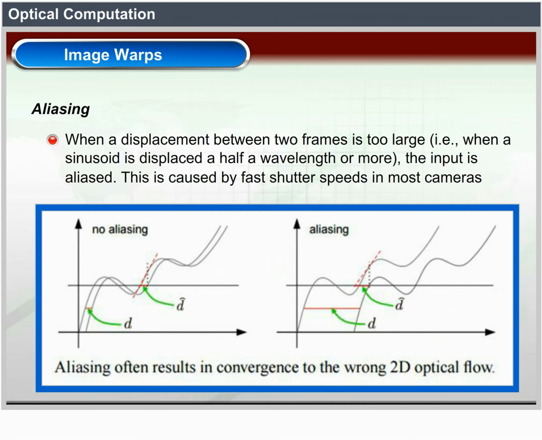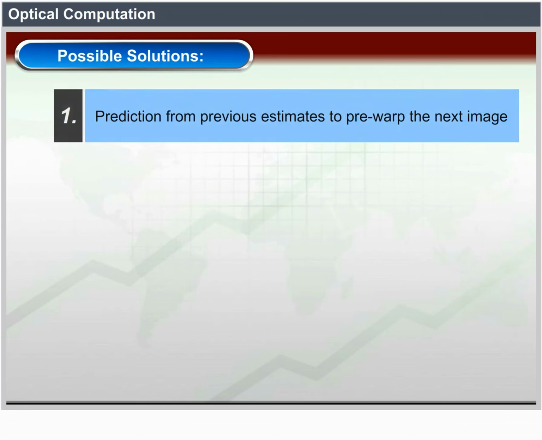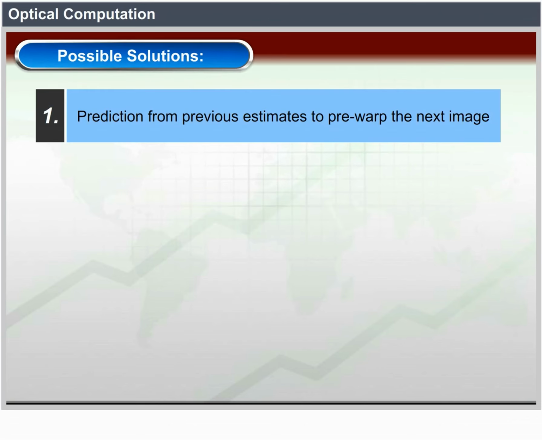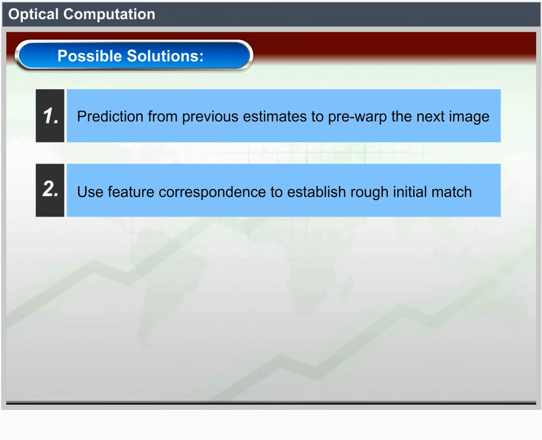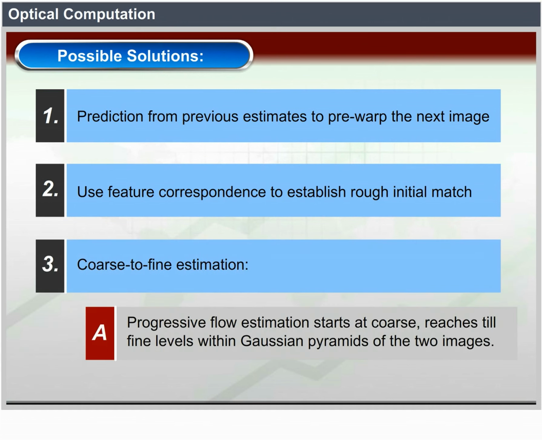Possible solutions. Prediction from previous estimates to pre-warp the next image. Use feature correspondence to establish a rough initial match. Coarse to fine estimation. Progressive flow estimation from coarse to fine levels with Gaussian pyramids of the 2 images.